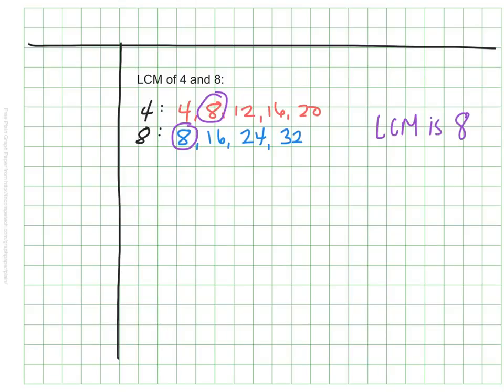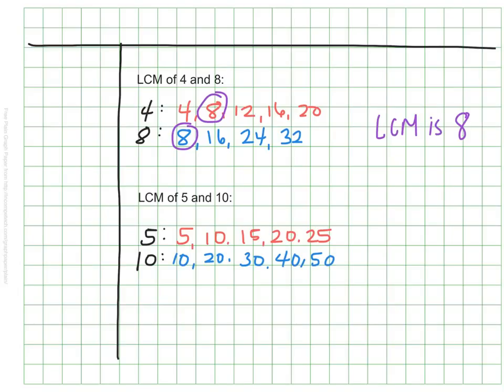Let's do another quick one. This time, let's find the lowest common multiple of 5 and 10. I'm going to list them out again, and we'll look to see what that lowest common multiple is. When I list these out, again, they share a couple multiples, but their lowest common multiple, the one that is the smallest that they share on both lists, is 10.